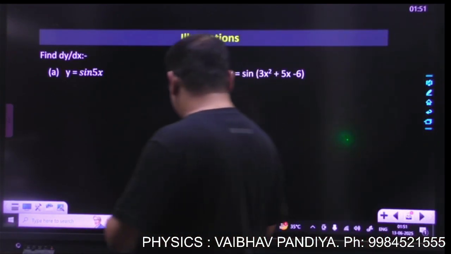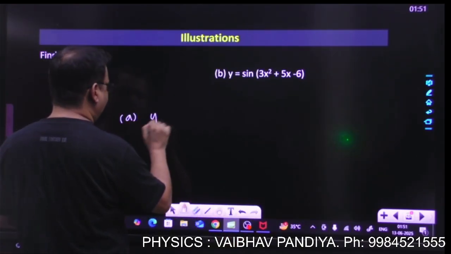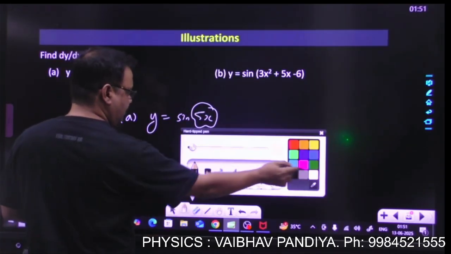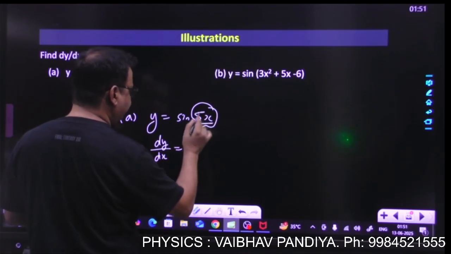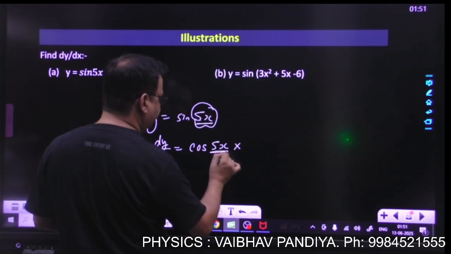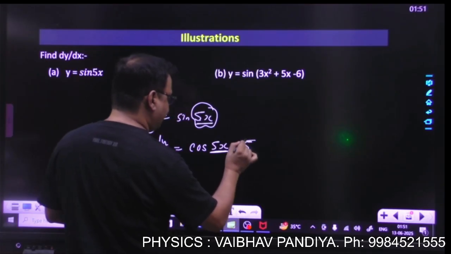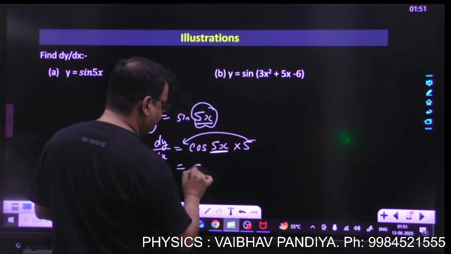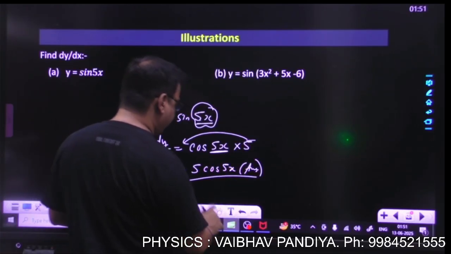Now let's see some of the illustrations. In this case we have y is equal to sine 5x. So this is the argument. So when you write dy by dx, treating the argument as a single quantity, we know the derivative of sine is cos. So you will have cos 5x, then you have to multiply with the derivative of the argument, and the derivative of the argument 5x is what? 5. And 5 will be transported outside to avoid confusion that 5 is multiplied with this 5x. So I'll get 5 cos 5x. This is the answer for part A.